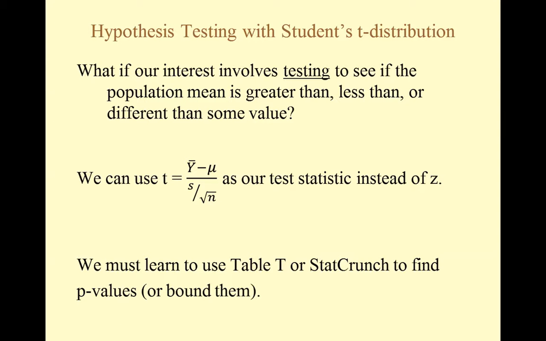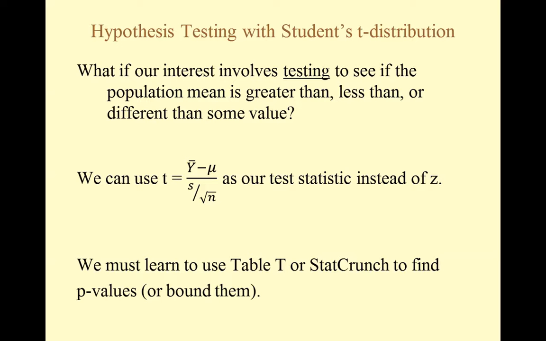Hypothesis testing with Student's t-distribution. What if our interest involves testing to see if the population mean is greater than, less than, or just different than some value? We can use our t-score, y bar minus mu over s over the square root of n, as our test statistic instead of z.